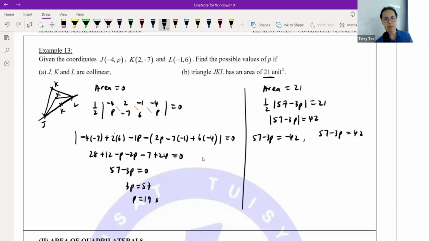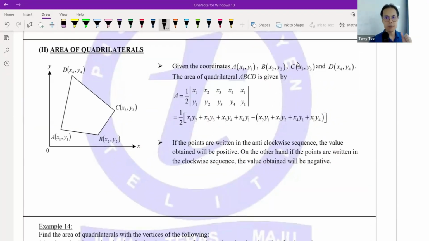In fact, I think we just divide by 3, right? If you divide by 3, what do you get? 19 minus p equals negative 14. P is 33. 19 minus p is positive 14. Your p is 5.